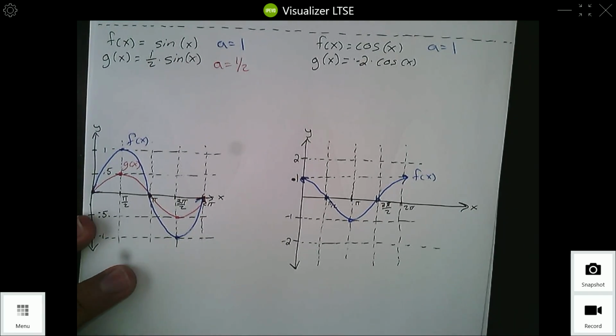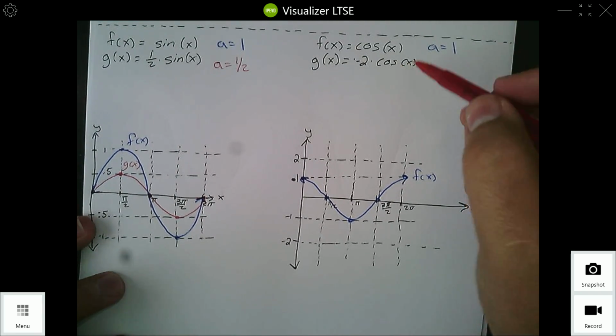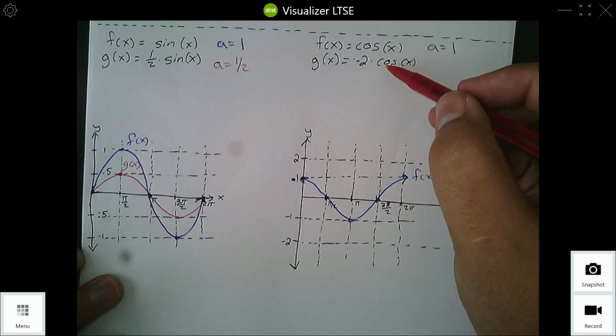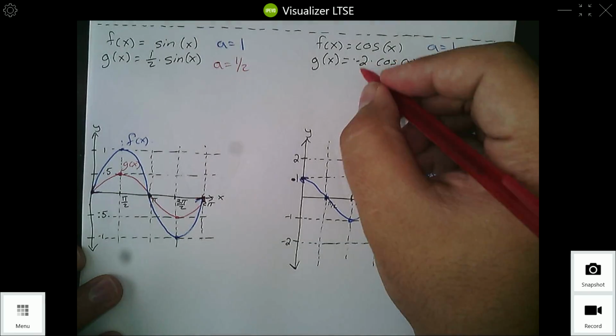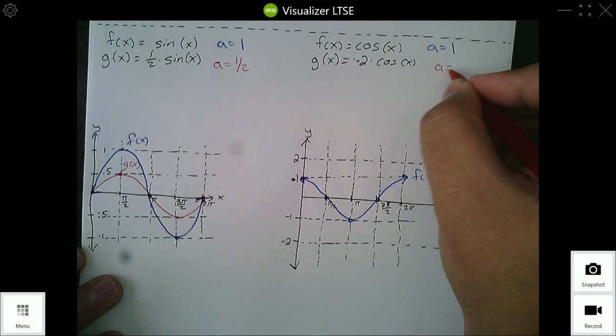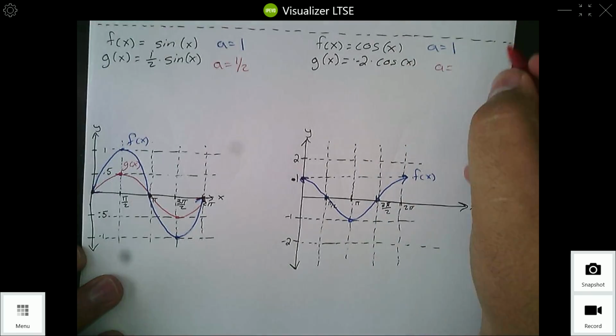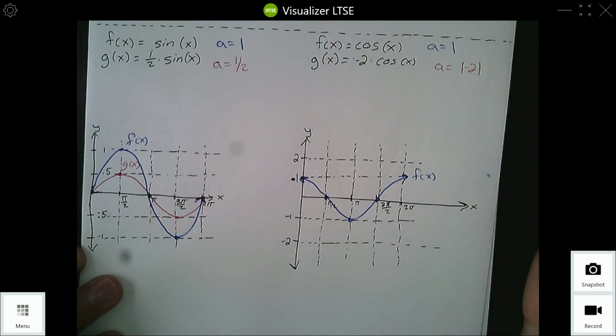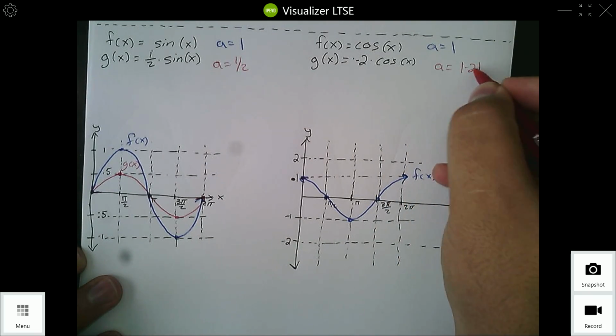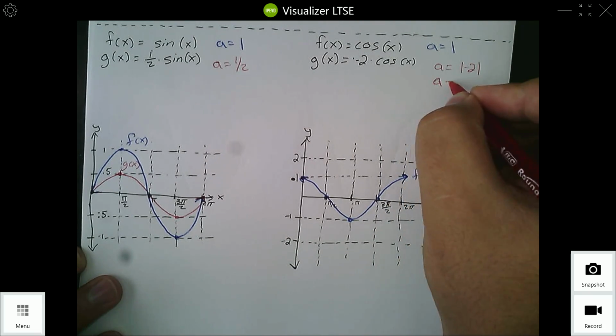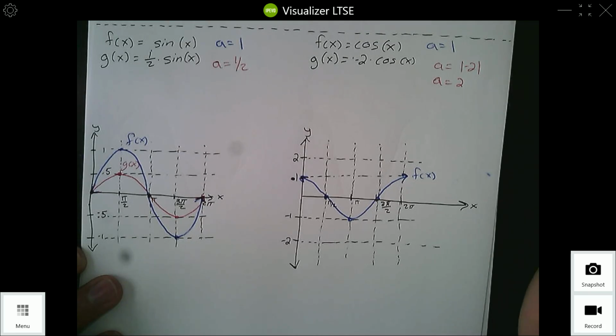So now we're going to look at g of x. We have a function that says negative 2 times cosine x. Once again, we don't really care about this negative value, so we'll take the absolute value of it, because that's just going to give us the exact same thing. So it's going to give us a value of 2. So a is equal to 2. That's our height, okay?